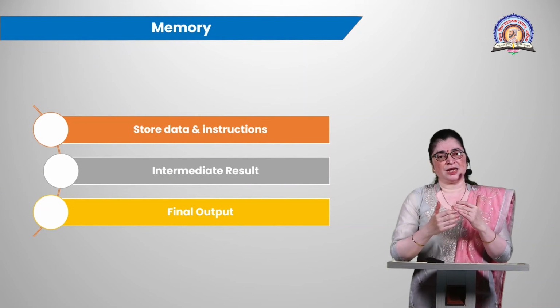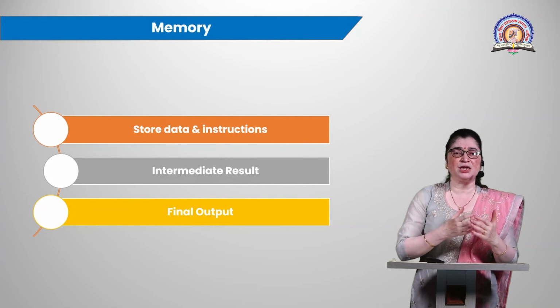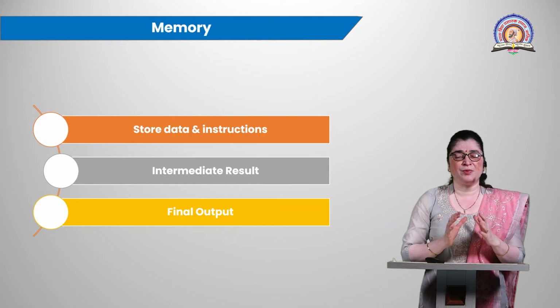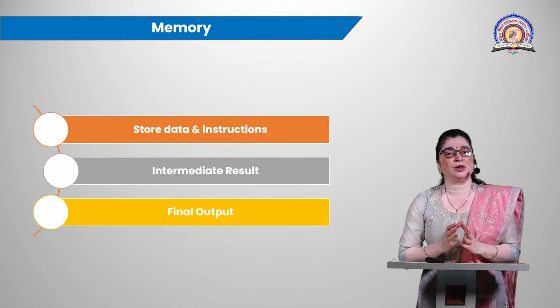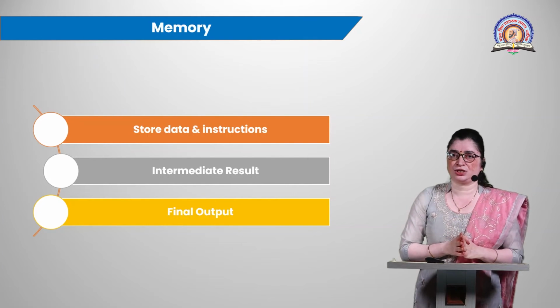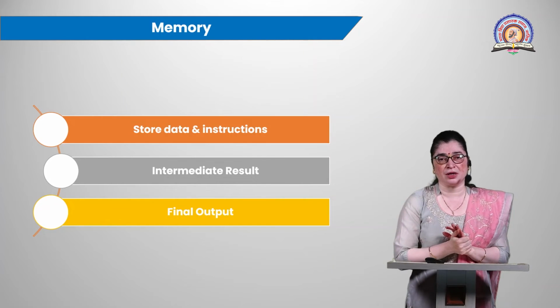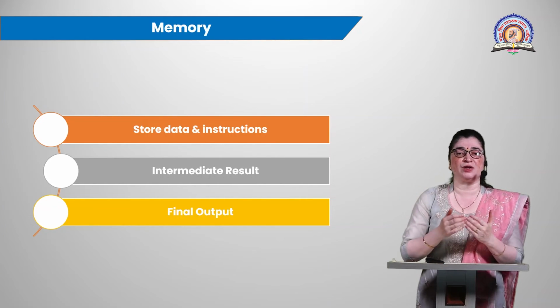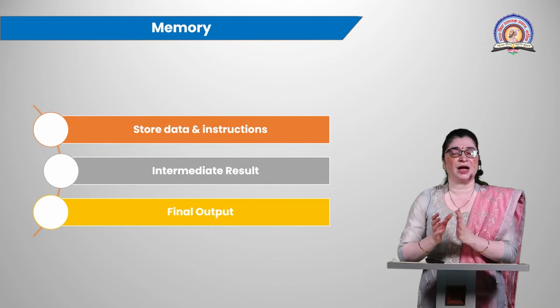Now we are saying about memory, memory location, storage area. But basically, what is the memory? Memory is the part or the area where we can store the data and instructions. Data means whatever input you are giving, whatever numbers you are giving, whatever instructions you are giving, that is known as data and instruction.